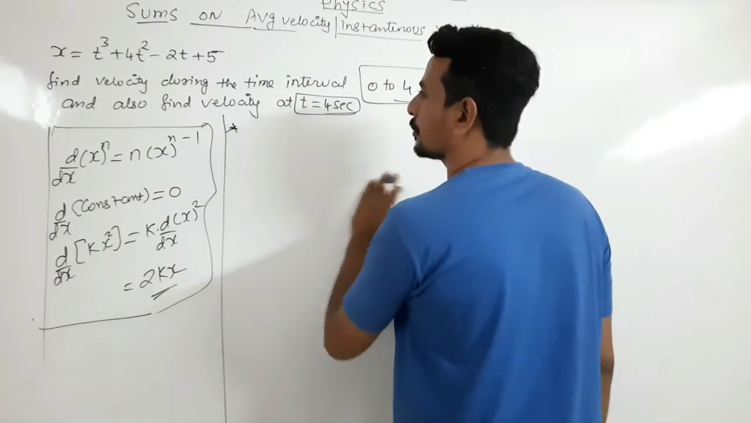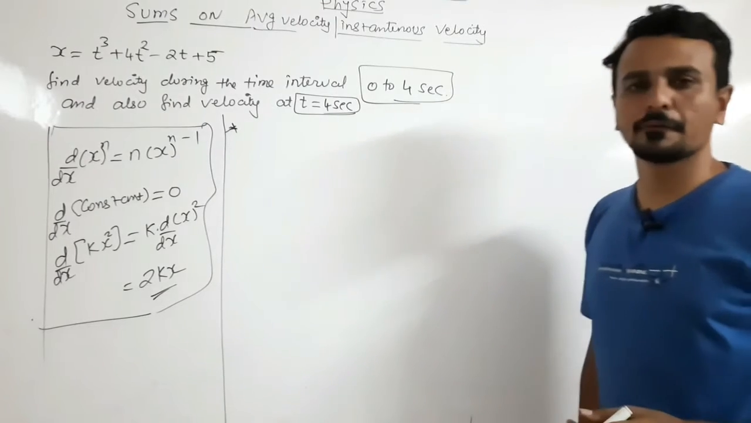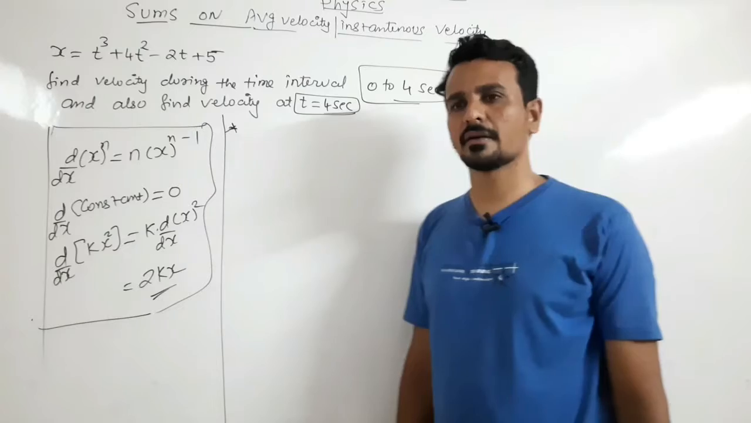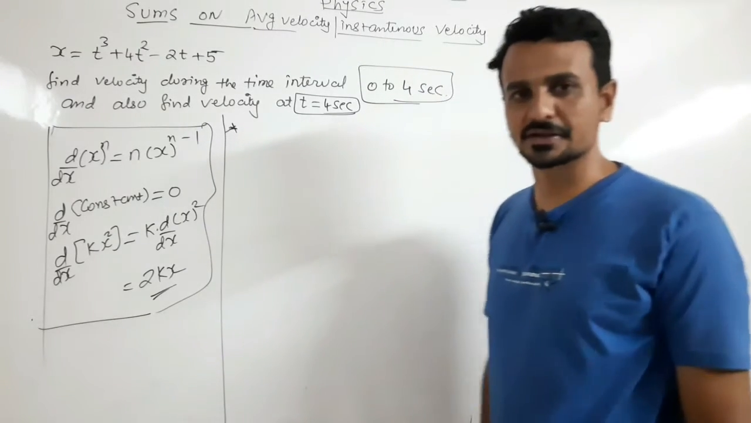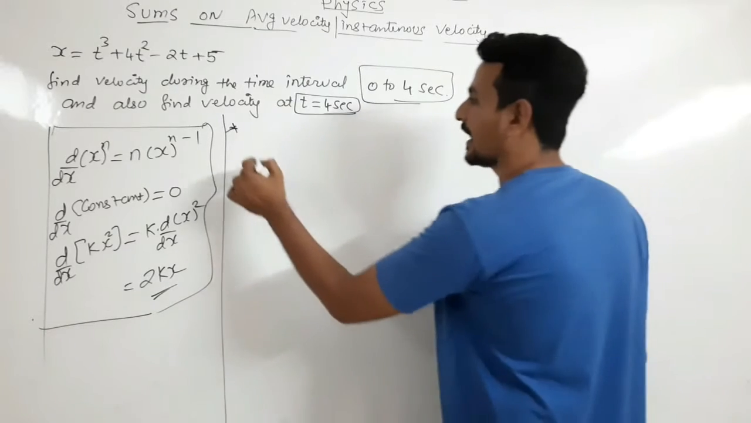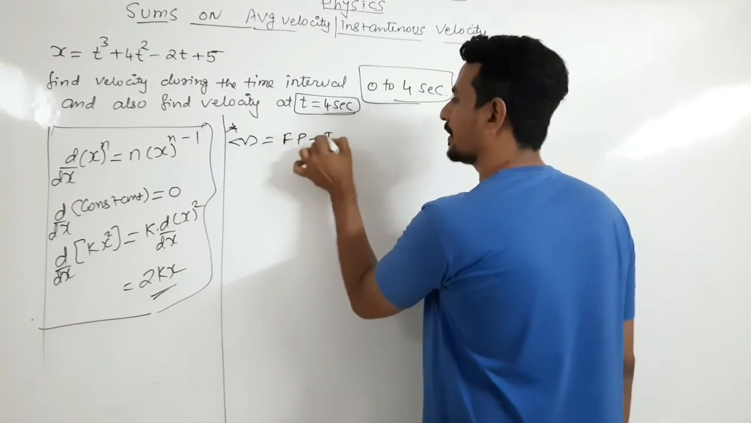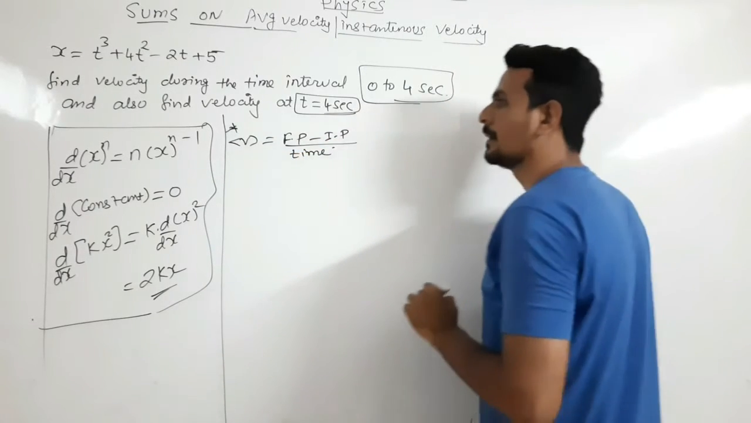Never differentiate to calculate average velocity. Make it very clear: whenever you need to find average velocity, don't differentiate. When you have to calculate instantaneous velocity, always go for differentiation. So what is the definition of average velocity? Final position minus initial position upon time.